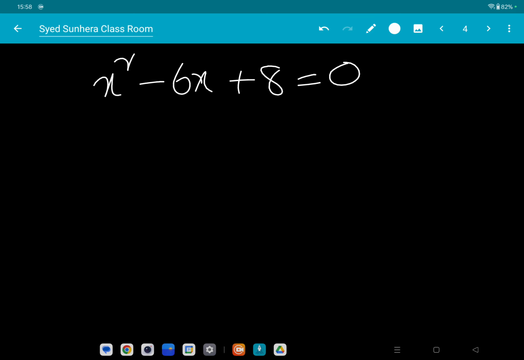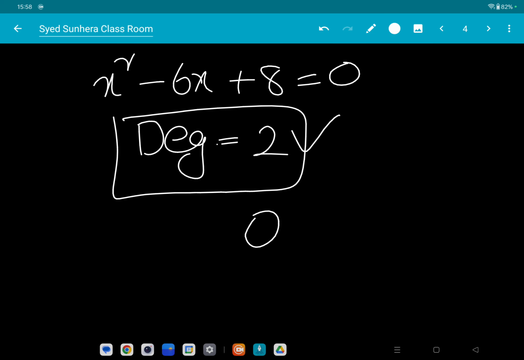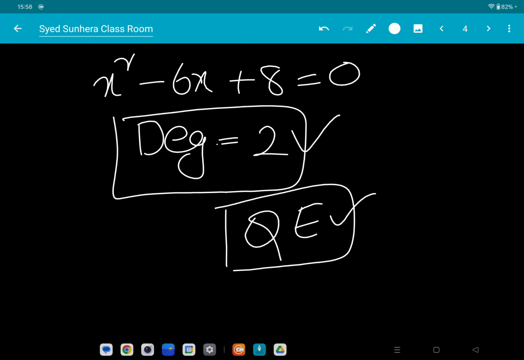Is it a quadratic equation? Here we need to check the degree. Is it in the general form, like ax square plus bx plus c? Yes, it is in general form. Here the degree is 2. So the degree is 2 means yes, it is a quadratic equation. This is the way we will find out, and we will see another example.